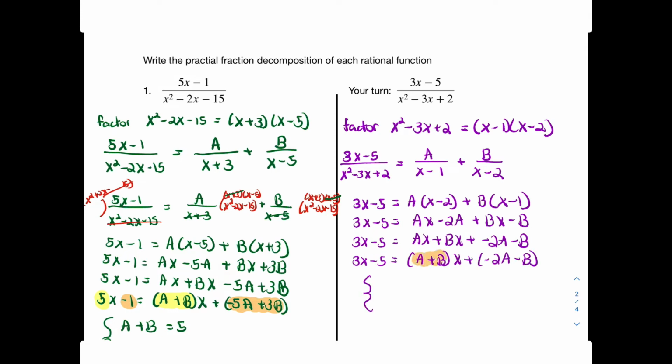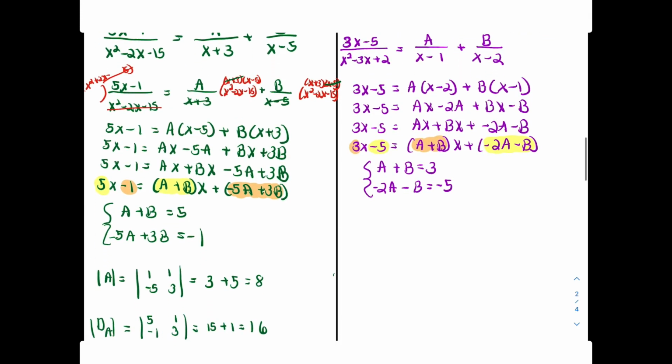All right, so to set up our system, we have a coefficient on our left-hand side equal to our coefficient on the right-hand side, so it gives us a plus b is equal to 3. And then our constant term on our right-hand side equal to our constant term on our left-hand side. So I get the equation negative 2a minus b is equal to negative 5. Okay, now we're going to solve this system of equations using any technique you know. I'm going to choose to do elimination this time because I have b and minus b already set up.